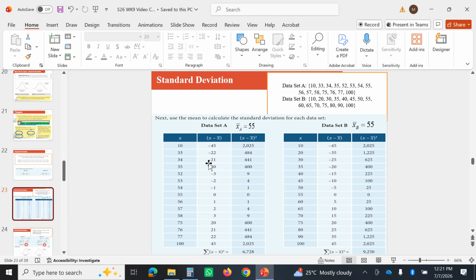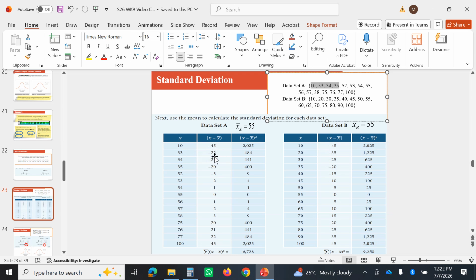Okay? So, there are your data values, 10, 33, 34, 35, 10, 33, 34, 35. These are for data set A. You just put them in order into an array, right? And you do the same thing for data set B, and they are there as well. Then we calculated the mean, right? The mean would go here. What was that? 55. 10 minus 55 is negative 45.